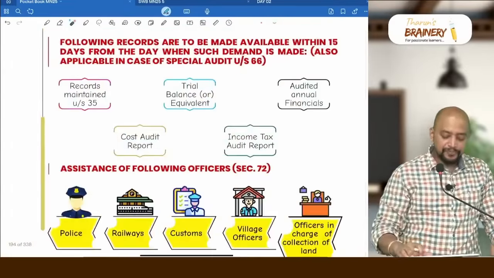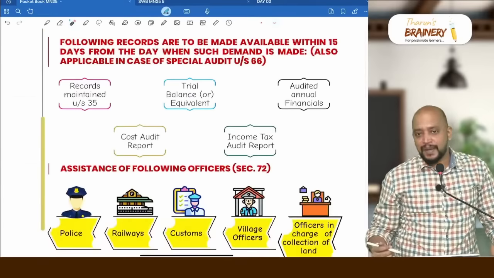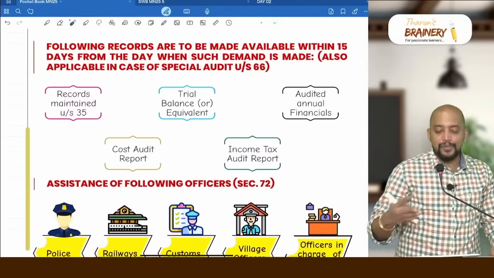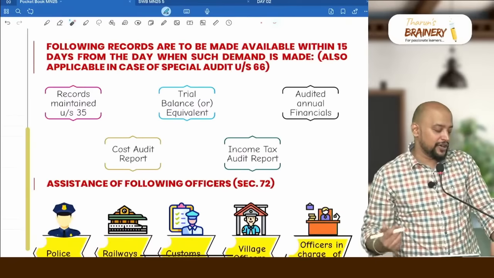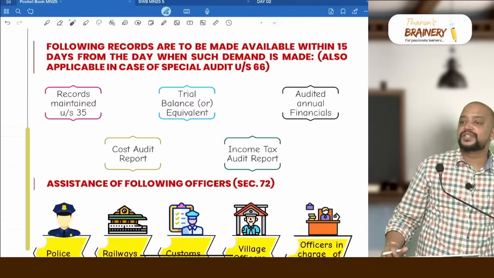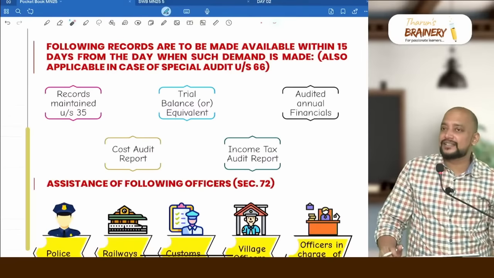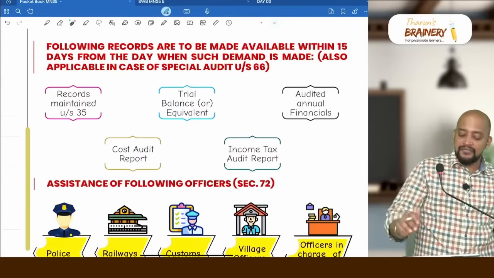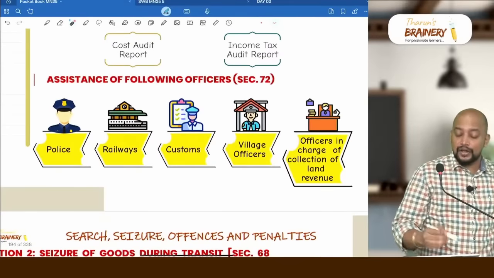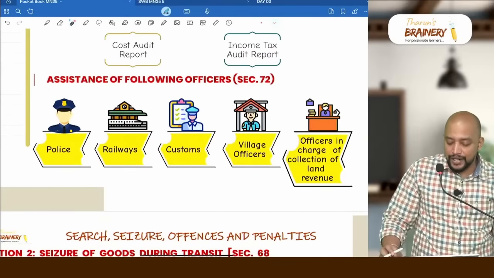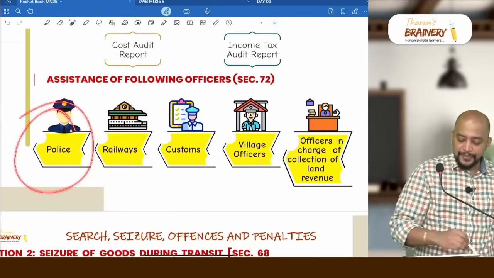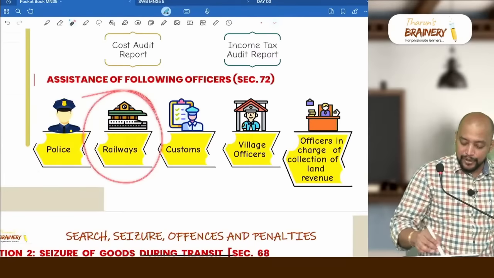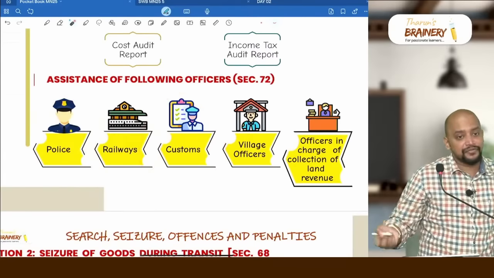And next, suppose they are going for inspection, at that stage, that is search, they are going. So maybe the person is so powerful that he has a lot of bodyguards or bouncers etc., and they may obstruct an officer. For that, can the officer take the support of police officers? Yes, police department, customs department, everyone. So they can take the assistance of the following officers: police, railways, and customs officers also.